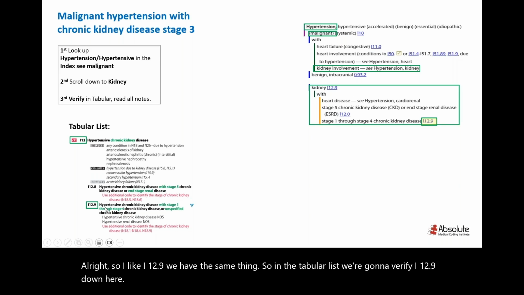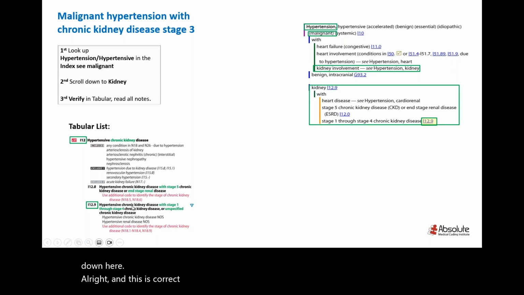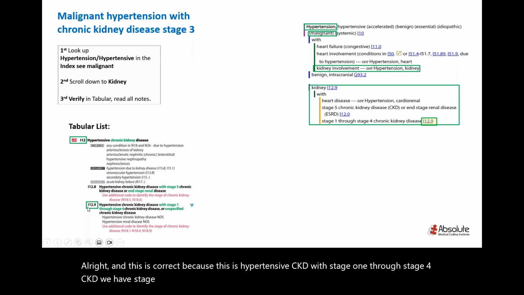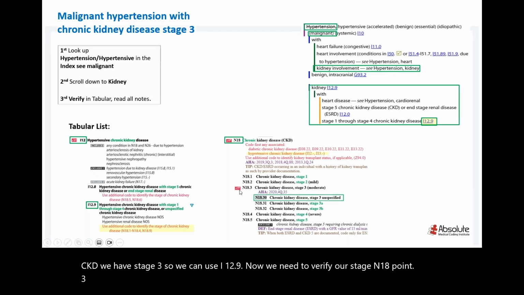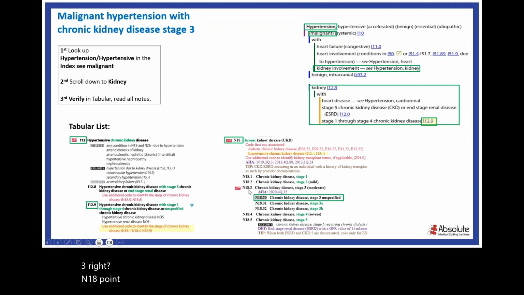All right, and this is correct because this is hypertensive CKD with stage 1 through stage 4 CKD. We have stage 3, so we can use I12.9. Now we need to verify our stage. N18.3, right? N18.3. You know what? This is wrong. We always say we want to fix this. Oh, no, this is right. This is right. Sorry about that.